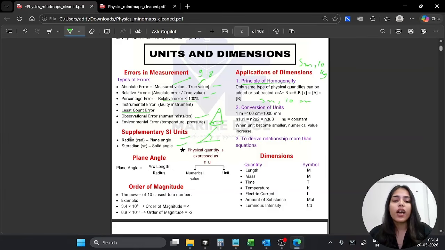Next, we have order of magnitude. For example, when we're trying to describe something of a larger size, let's say the speed of light, we write it as 3 into 10 to the power 8, correct? Now, this 8 is the order of magnitude.